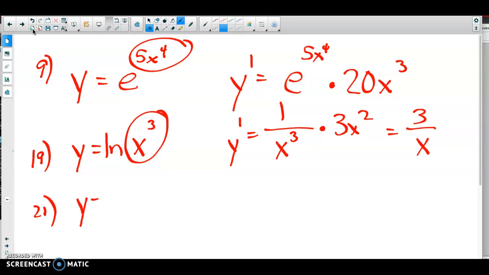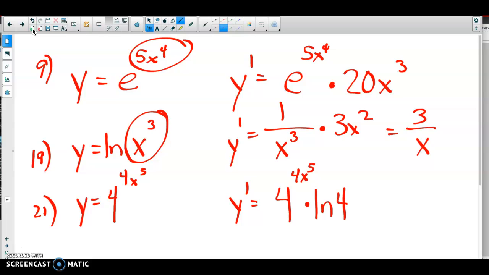And let's do 21. This will be then one of each. y equals 4 to the 4x fifth. So if you're not sure what to do, look at the function. What type of function is it? It's an exponential. It's always going to reappear. So we're going to start with 4 to the 4x fifth, times, there's some number it's off by, that's the ln of 4. It's always the ln of the base. Then times the derivative of the inside, which is going to be 20x to the fourth.